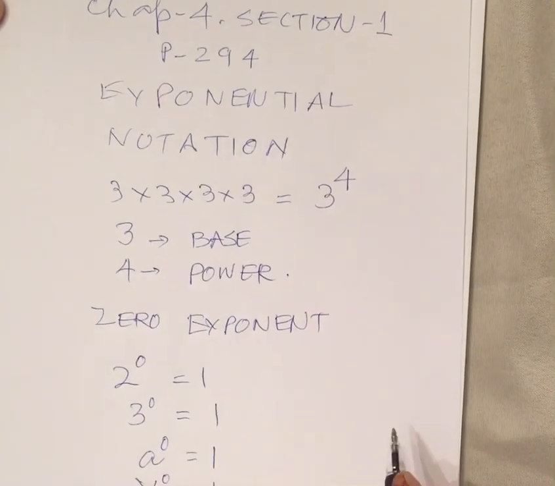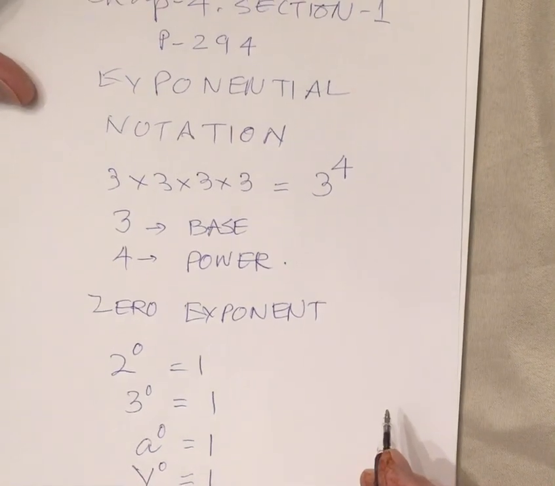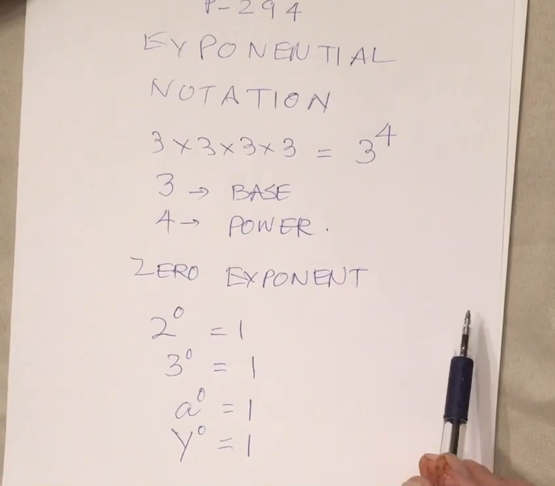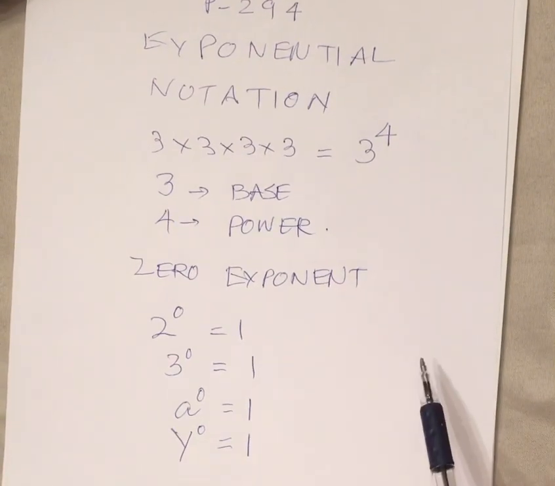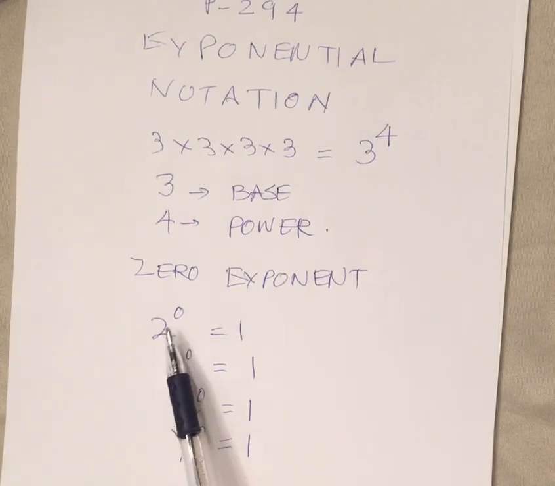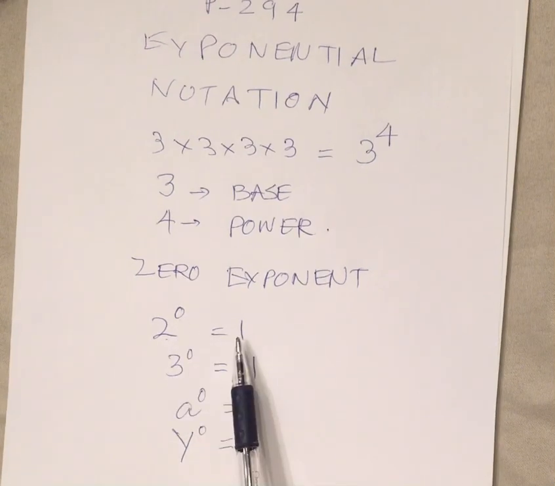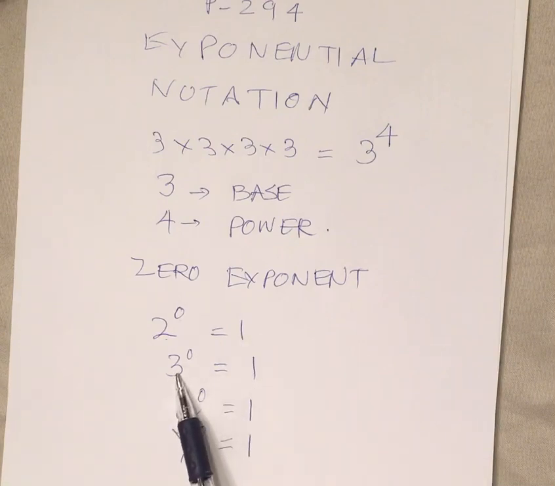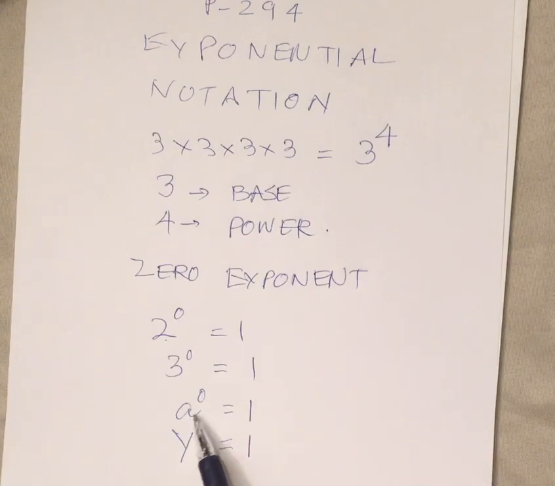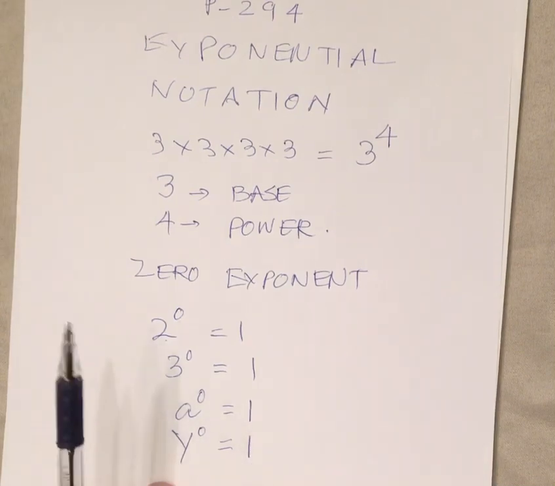The next topic we're talking about is the zero exponent. Any base, as I said, the base number is 3 in the previous example. Now we have an example where the base number is 2, the power is 0, and it is always 1. Base 3 to the power 0 is also 1. Base a to the power 0 is also 1. Base y to the power 0 is also 1.